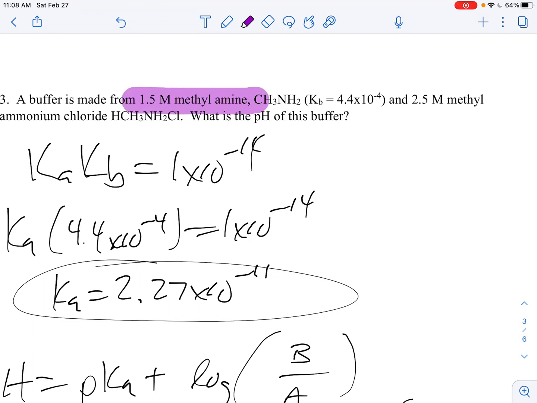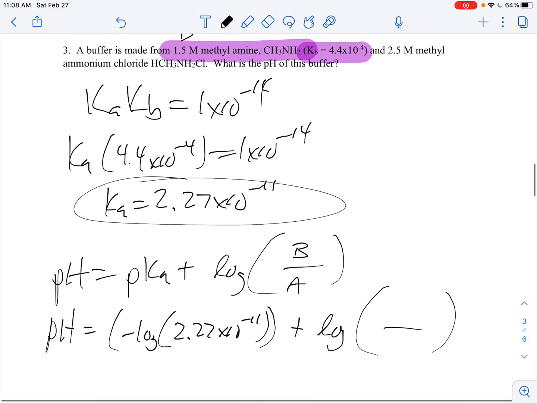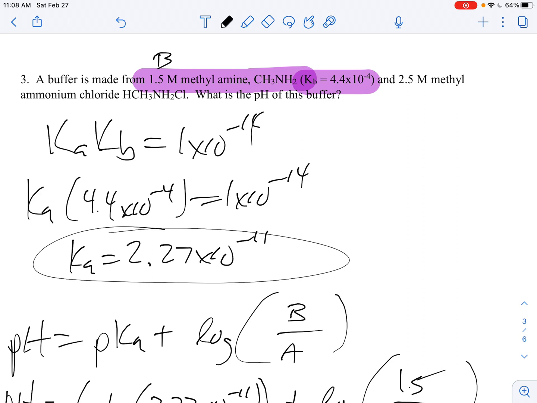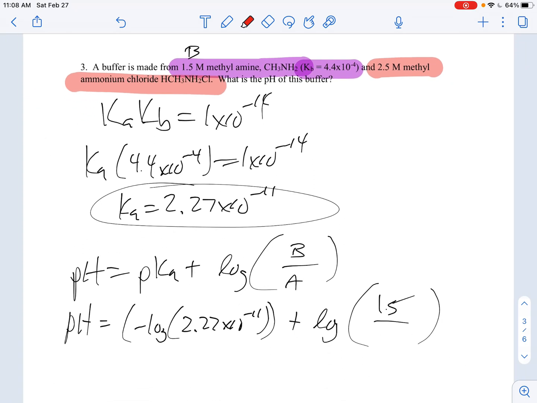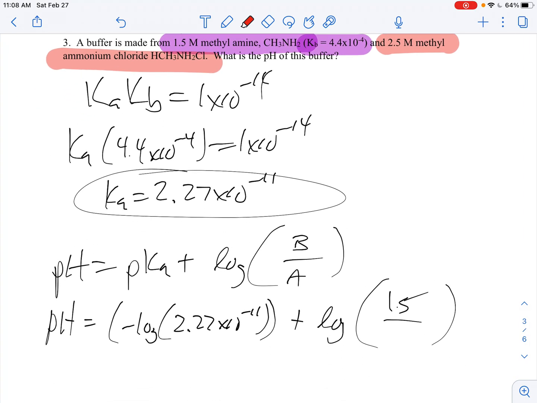and so we just have to make sure that we know which one is the base and which one is the acid here. So this guy here, the methylamine, has the Kb, so that is the base aspect of things, so that's going to be 1.5 molar. And then we have methylammonium chloride over here, and methylammonium chloride has that extra hydrogen to it, and so that must be our conjugate acid. And so that is going to be a 2.5 molarity that's there.